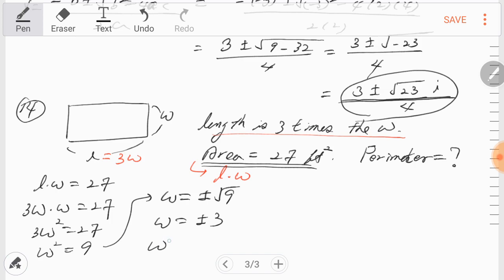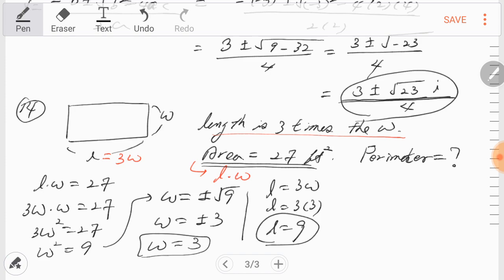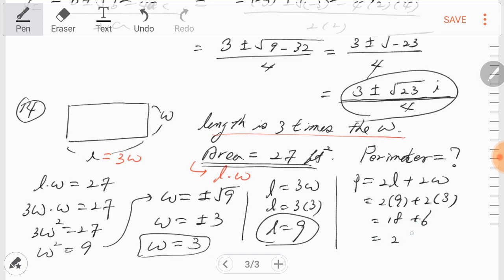Then we allow only a positive number, so w equals positive 3. Then the length is equal to 3w, so the length equals 3 times 3, which is 9 feet. Now the perimeter is the sum of all 4 side lengths: 2l plus 2w. 2l is 2 times 9 plus 2 times 3, so 18 plus 6 is equal to 24 feet. So the perimeter is 24 feet.